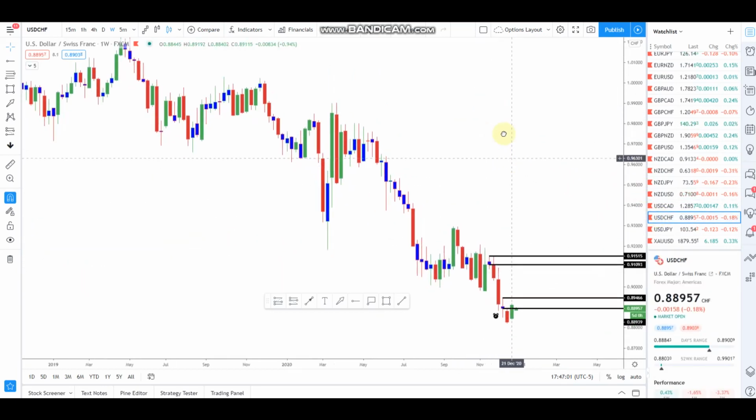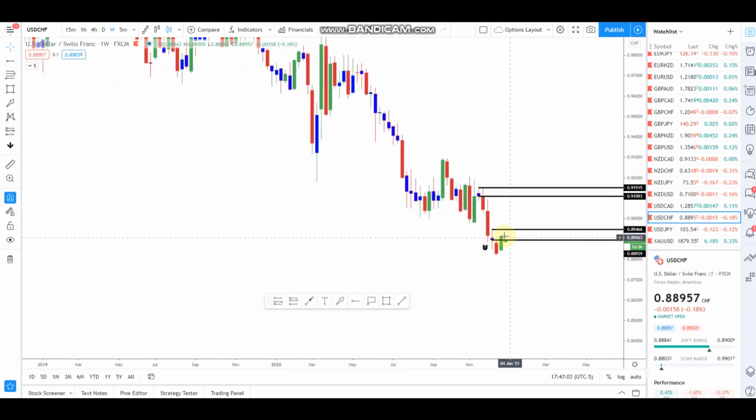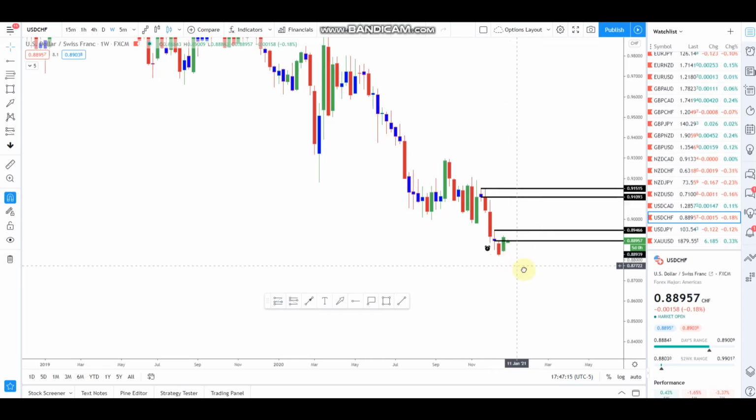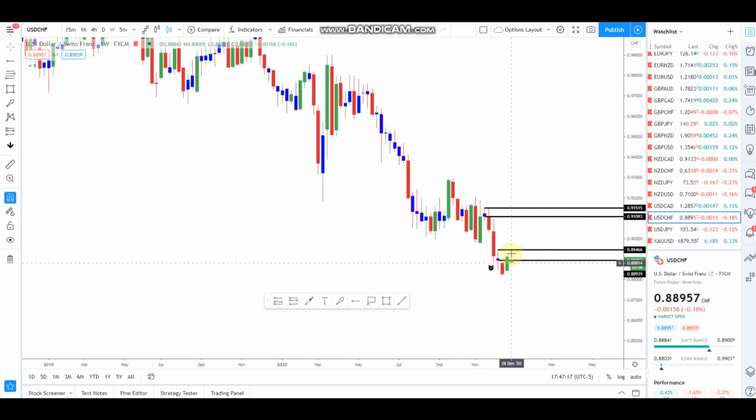USD Swiss, we are right in an area to go short, so I'll be looking to see if I can get in a short here. If we do close up and above here, then this will be no longer valid, and I'll wait for the next one, or I'll wait for a dynamic support to be made. But we are in a sell zone here on the USD Swiss.